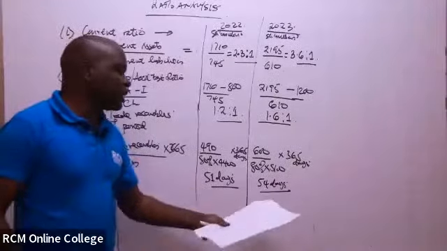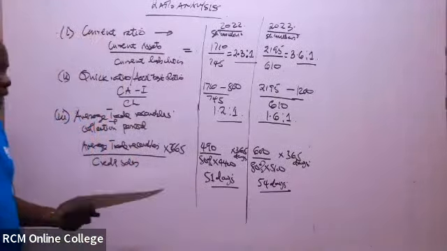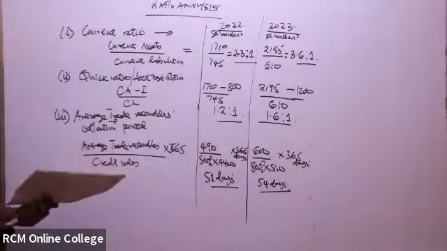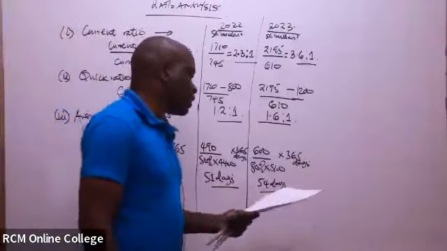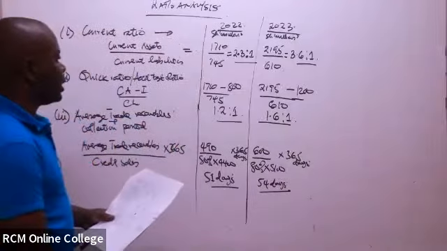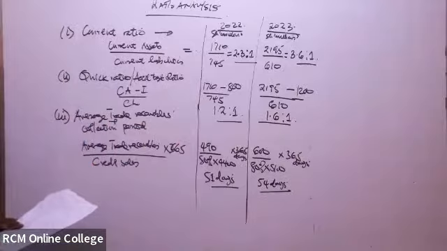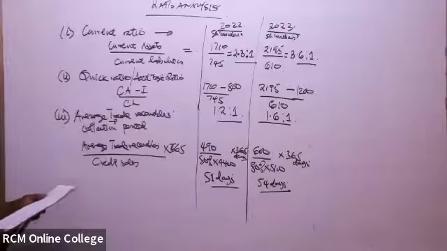So here, they were taking long to collect from their debtors, or to turn their debtors into cash. To turn their debtors into cash, they were taking long in the year 2023. So that is the average trade receivables collection period.